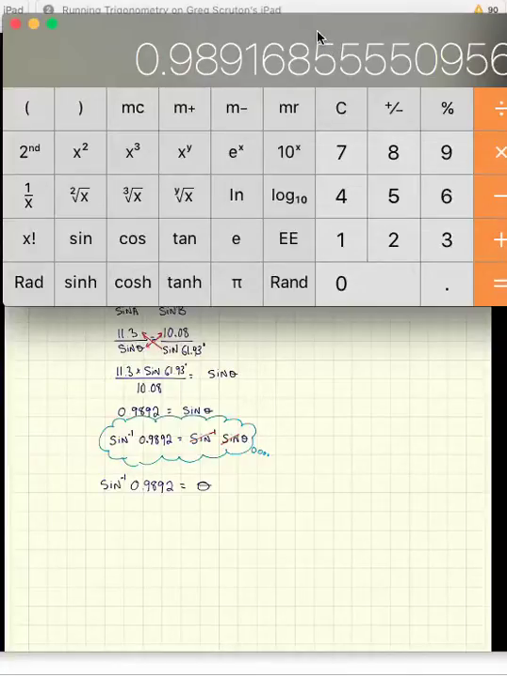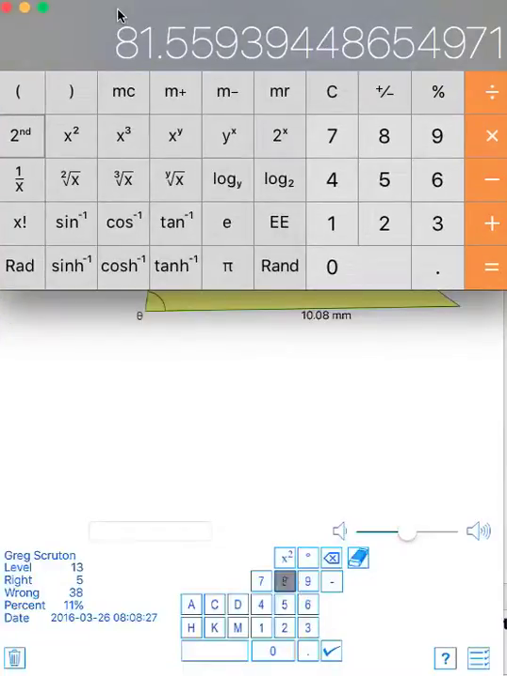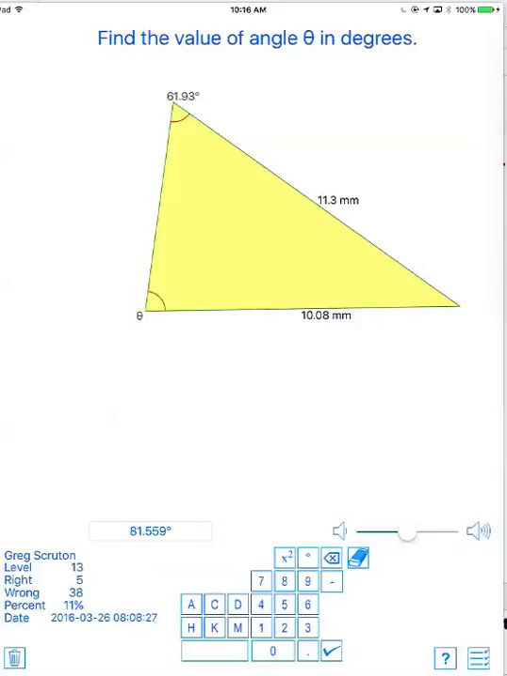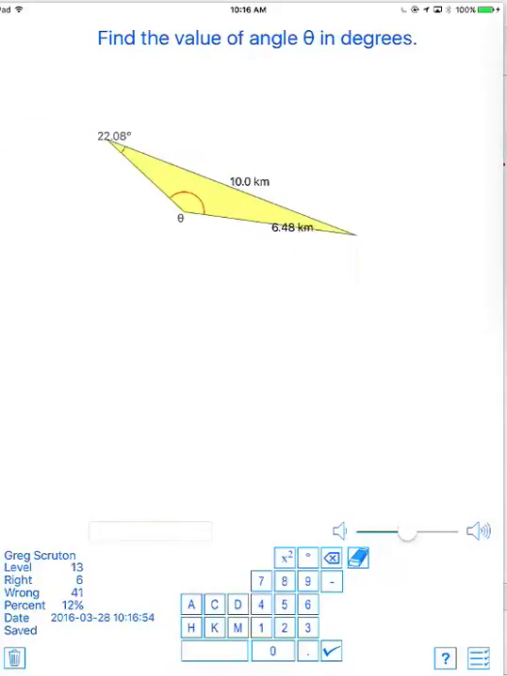Okay, so handy dandy calculator time again. I take that number and I do the inverse sine, second sine, so sine to the power of -1 of that number, and it gives me 81.559 degrees. So 81.559 degrees, and then click on the check button to check to see if we're right. And there we go. Okay, very important that you see at least one of these. In this case, we're being asked to find an obtuse angle.